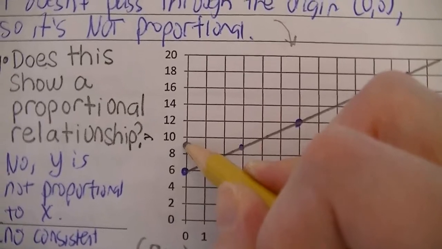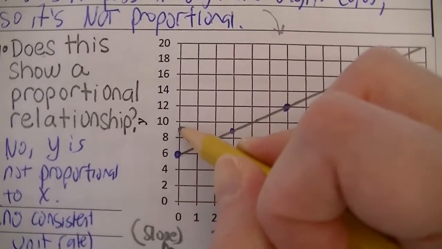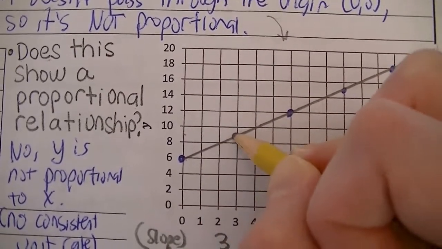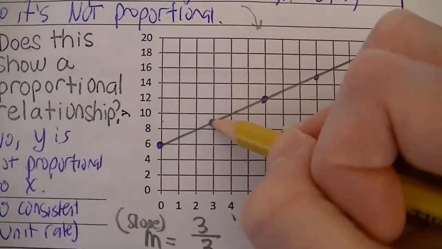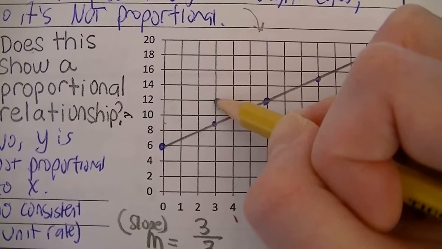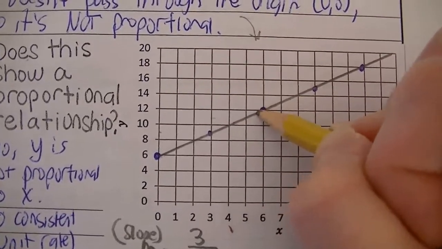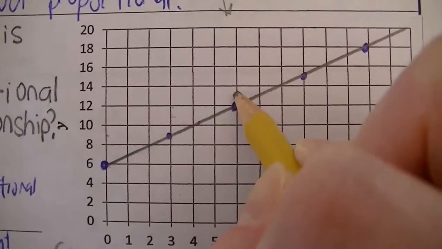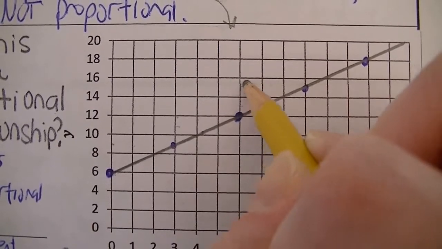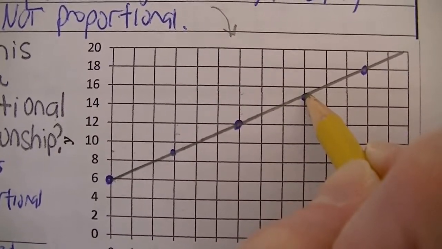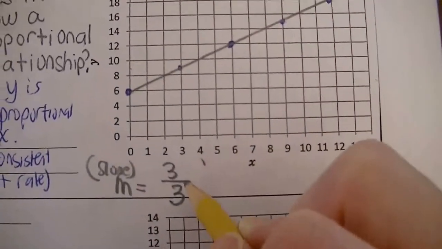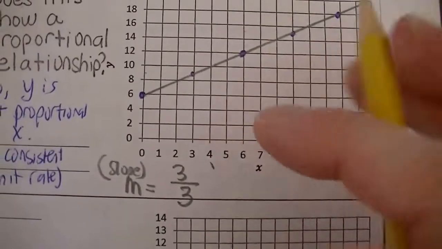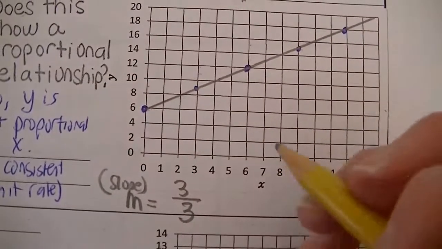To the right, this is counting by 1, so we're good. 1, 2, 3. Up 1, 2, 3, to the right 1, 2, 3. Notice I'm going halfway. Up 1, 2, 3, to the right 1, 2, 3. So my slope is 3 over 3.